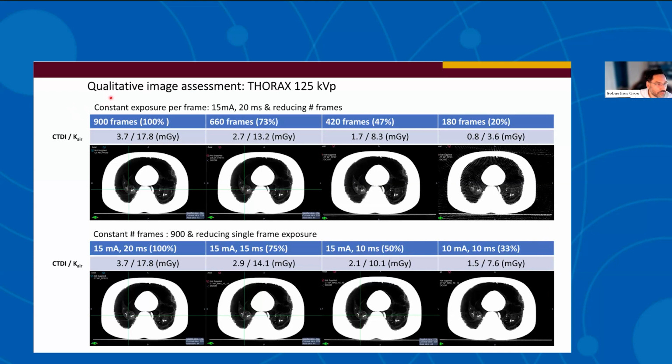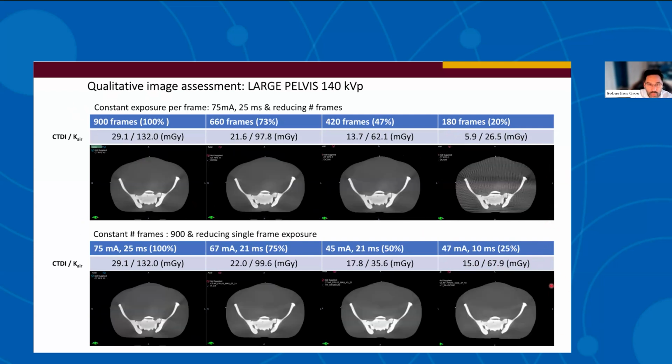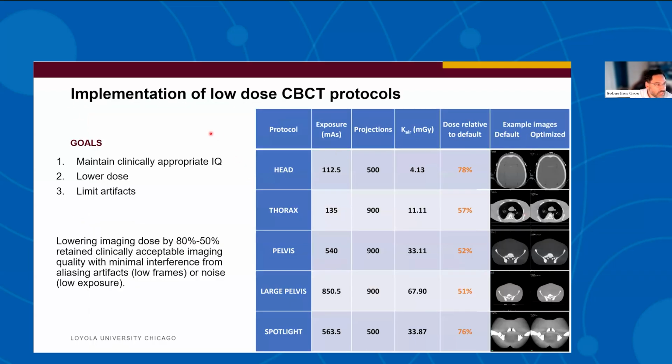Now, same exercise with the thorax and lung phantom. Here you can see that again, for a low number of frames, you start to have those streaks from the aliasing artifacts. If you keep the number of frames constant, then you end up with just a higher amount of noise. And this is for the large pelvis. Again, for a low number of frames, you can see those artifacts that might affect your ability to align the patient.